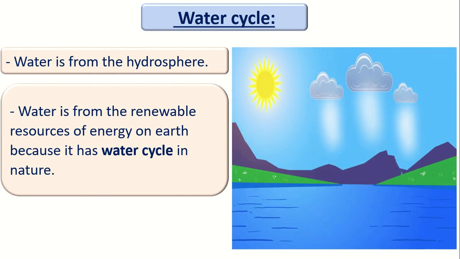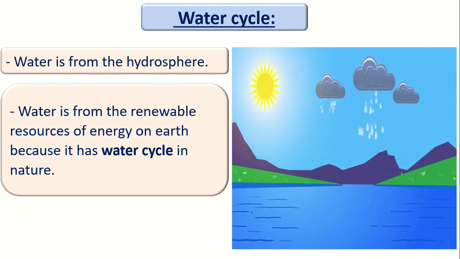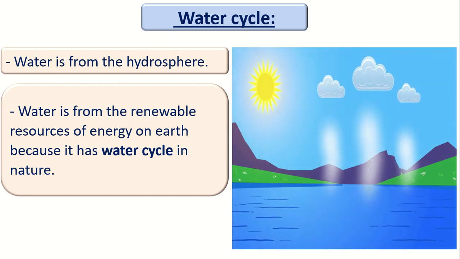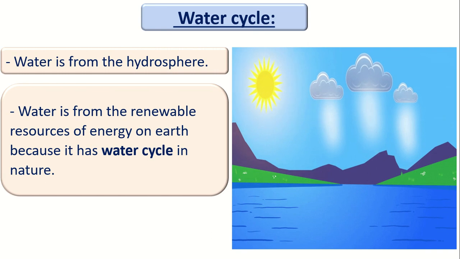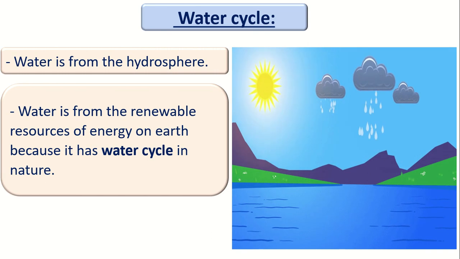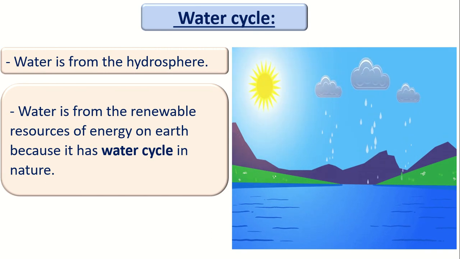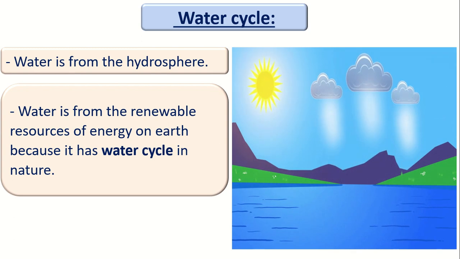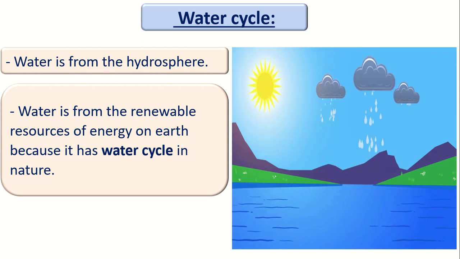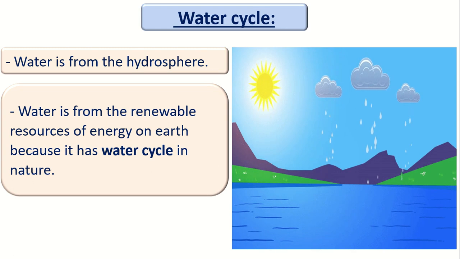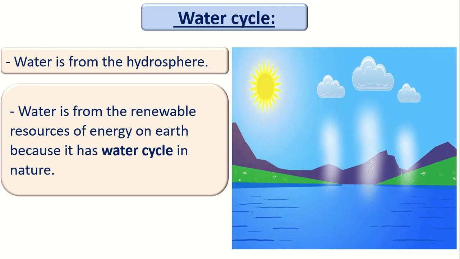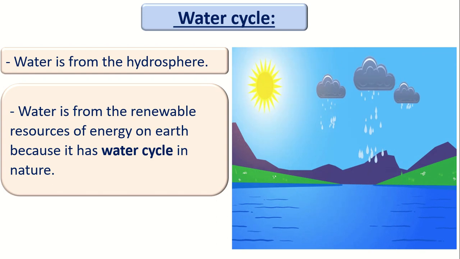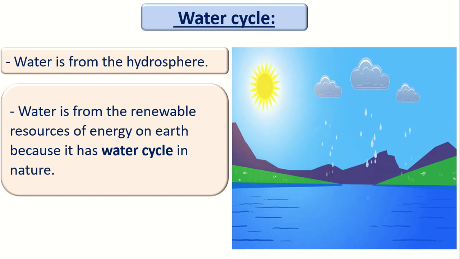Now let's talk about the water cycle. The water is from the hydrosphere, and as we said, the water is not finishing, so that's why the water is one of the renewable resources of energy. We talked in primary 4 that water is a source of energy, so is it renewable or not renewable? It is renewable. Why? Because it doesn't finish. The water can be renewed again. When we use the water, it can be renewed again, so the water amount on the earth doesn't change.